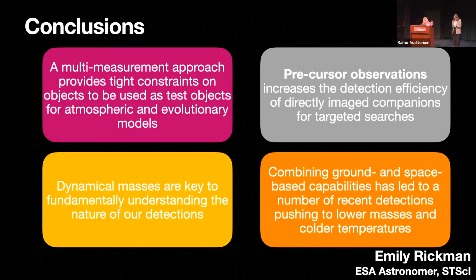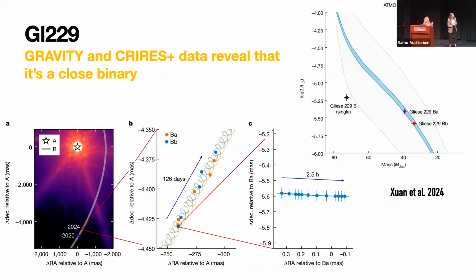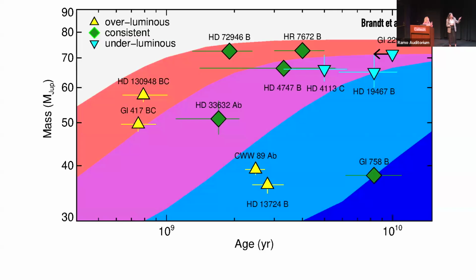Maybe I can ask the first one. You were talking about the possibility to test evolutionary models. And in the example, we will get nice masses. But would you like to comment on the age of the system?